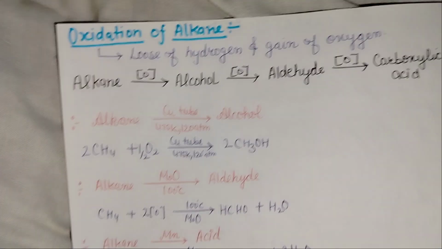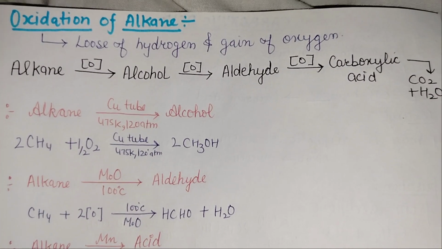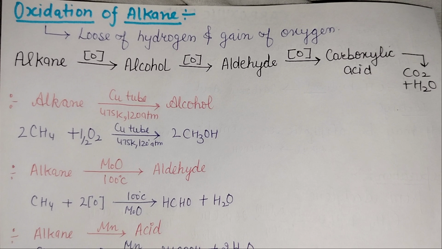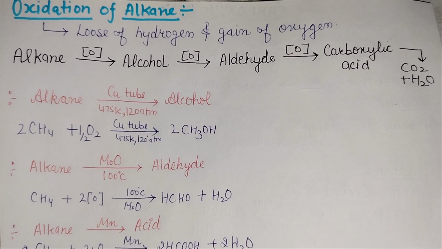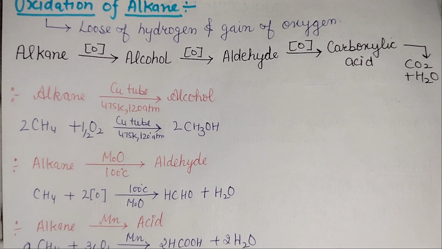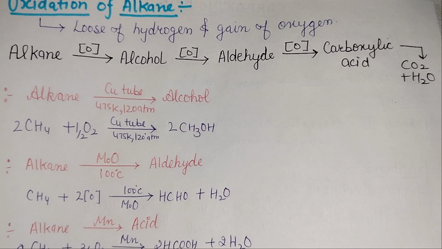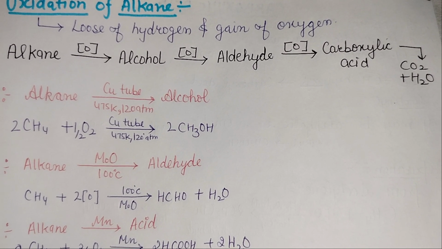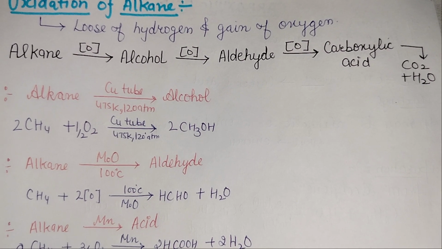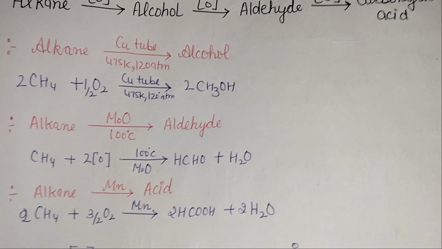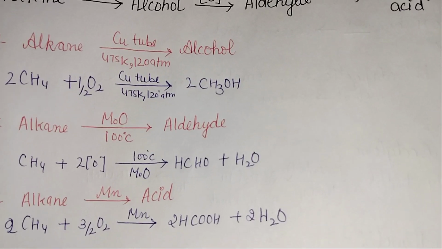Now the next one is oxidation of alkane, very very important. What is oxidation? Loss of hydrogen and gain of oxygen. Whenever alkane oxidizes, it will give alcohol, then alcohol to aldehyde, aldehyde to carboxylic acid, and carboxylic acid to CO2 plus H2O. But there are some conditions to proceed with this reaction.